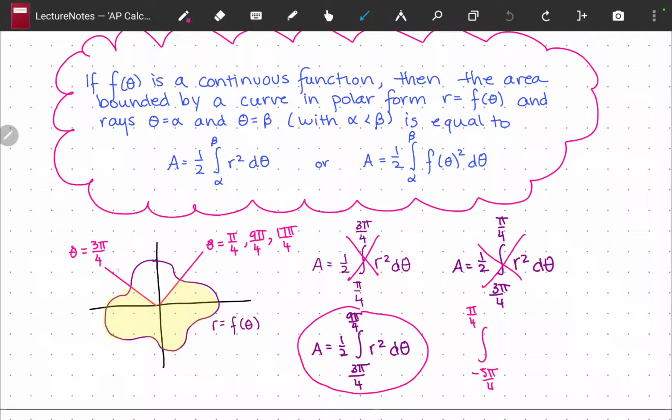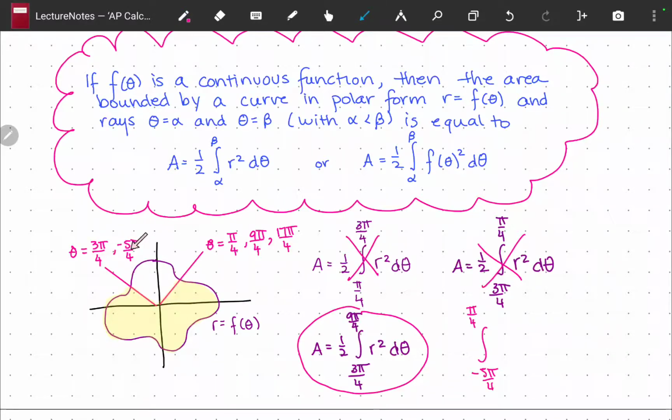So one possible answer is this: starting at 3 pi over 4 and increasing until you get to 9 pi over 4. So starting at theta equals 3 pi over 4, we increase, we go in the positive direction, and the next angle we hit here is going to be 9 pi over 4. So that's one possibility. And then somebody in class asked, well, could we do this? And this actually works as well. Negative 5 pi over 4 would actually put you right here.